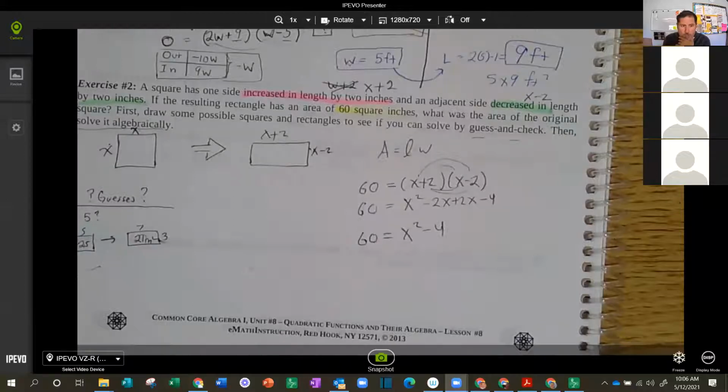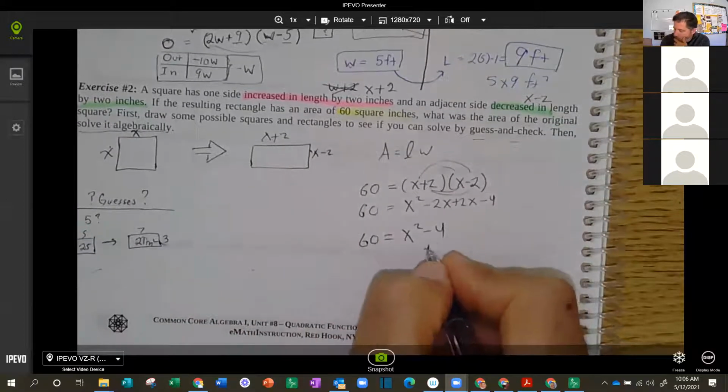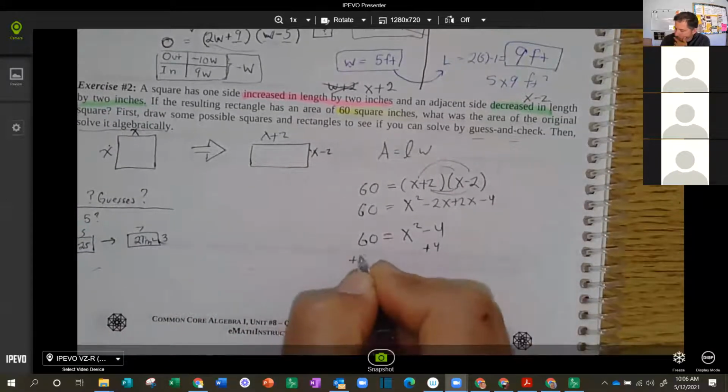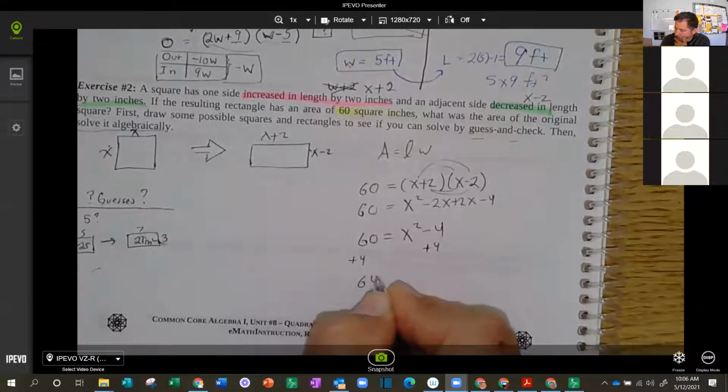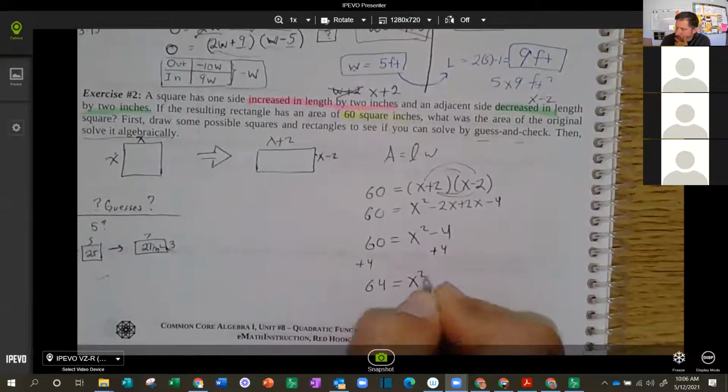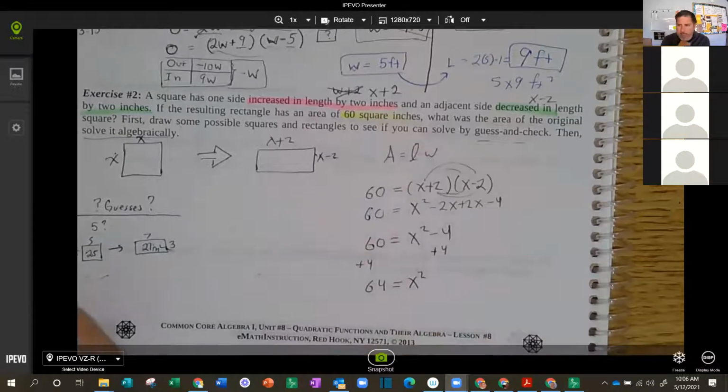Whenever we can do that, we want to do that. So I'm going to add 4 to both sides. And that's sort of nice. We have 64 is equal to x squared. Now, understand what this question means. It's asking me very specifically that if you square a number, you equal 64.